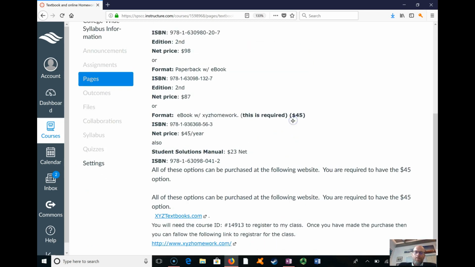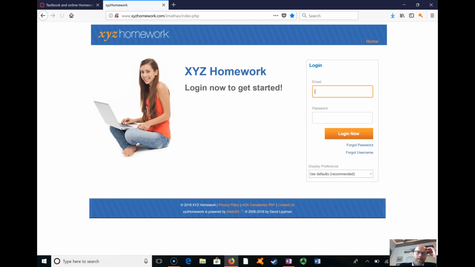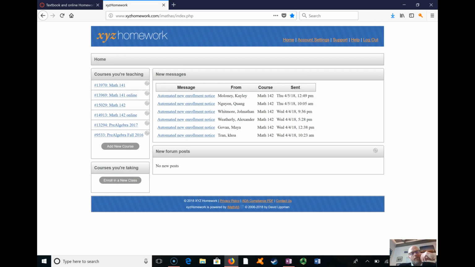So once you've bought it at this page here, the xyztextbooks.com, then you go to this page here, and it takes you to the login page. And here, if you haven't registered, you register as a new student, and that's where you would put in the course ID number that's listed at the bottom of that last page. So once you've entered that, then you have access to the class, and then you would go to the login button, and of course, this populates my ID, my information, because I have that on my computer.